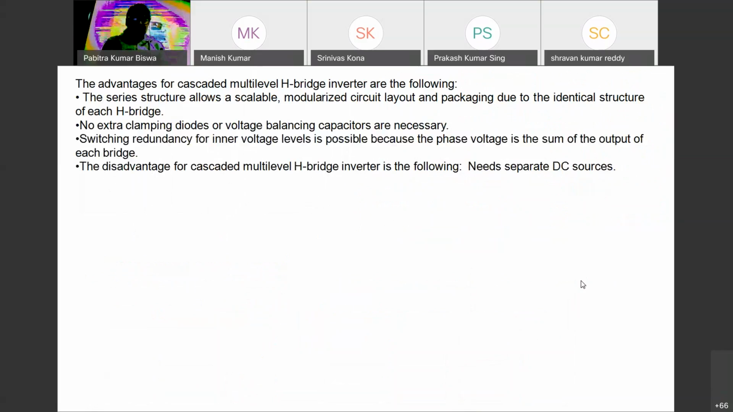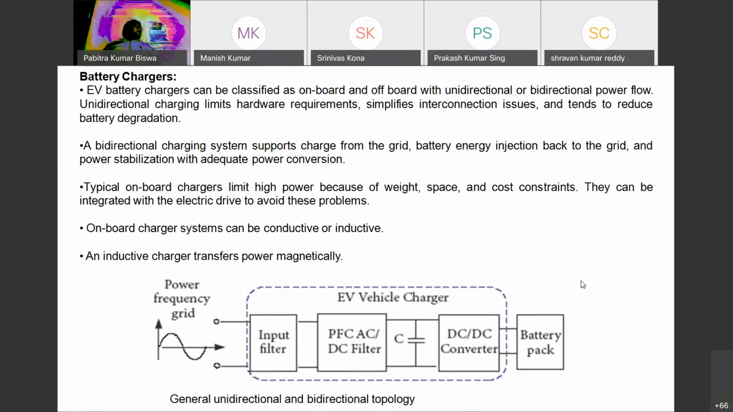These are the advantages. Now I am discussing a very important thing, the battery charger. EV battery chargers can be classified as on board and off board, with unidirectional or bidirectional power flow. Unidirectional charging is limited by hardware requirements and interconnection issues and tends to reduce battery degradation. A bidirectional charging system supports charging the battery and injecting power back to the grid, and power stabilization with adequate power conversion.